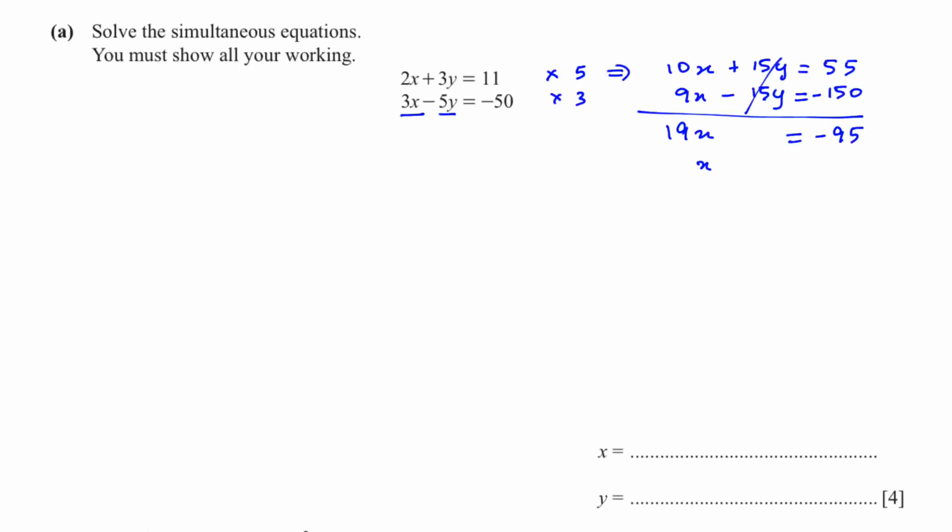19x means 19 multiplied by x. So when we bring the 19 to the other side, it will be a divide. Therefore, x is equal to negative 5.